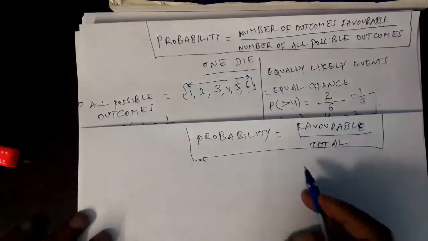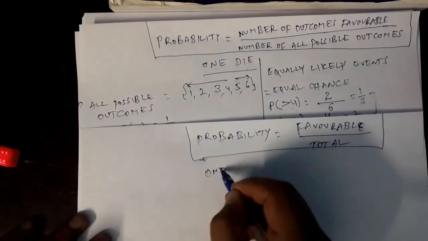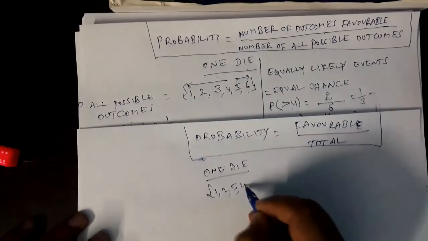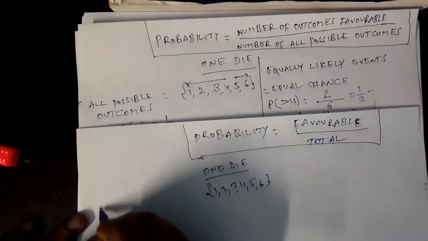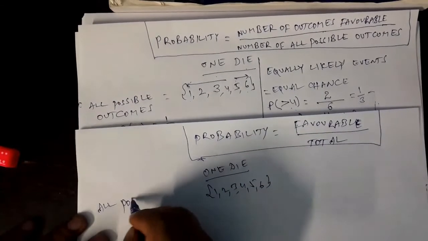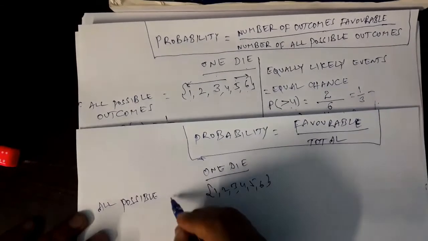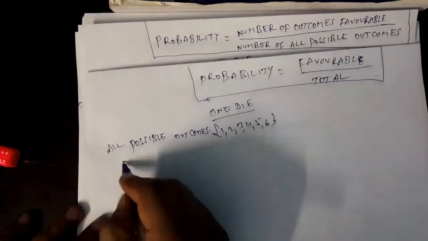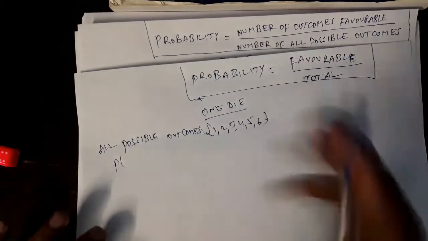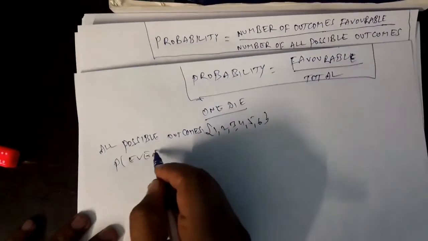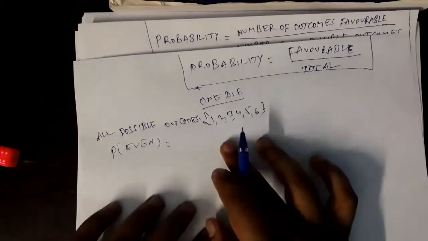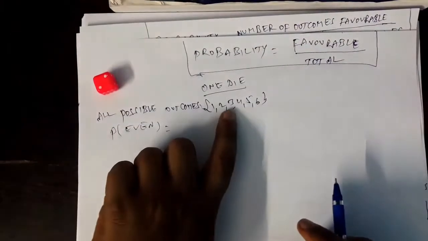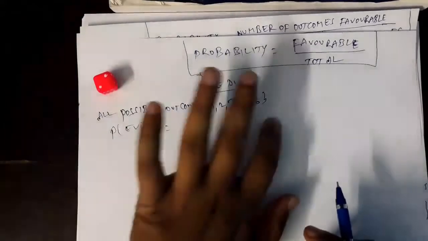Yes, in this case, only one die, single die I have rolled. What are all possible outcomes? 1, 2, 3, 4, 5, 6, right? Total possible, all possible outcomes. You tell me, what is the probability of getting an even number? That is my question. You have rolled or thrown a die. You have got 2. Of course, you may get 3, 4, 5 or 6. All possible outcomes are 6.